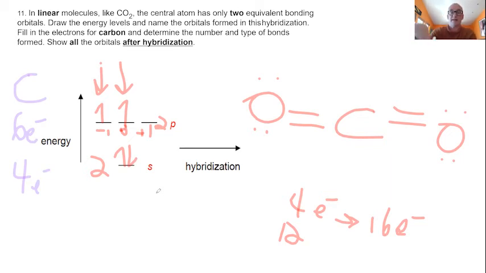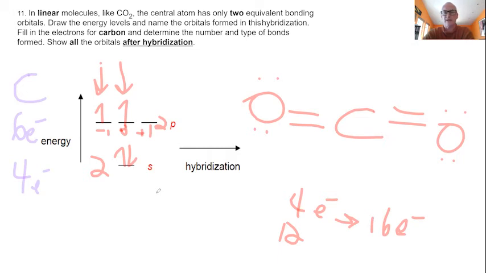Because oxygen has 2 lone pairs, 4 electrons, and 4 electrons shared in a double bond for a total of 8. Carbon's got 4 double bonds, 2 electrons each, for a total of 8. And the other oxygen is exactly the same. It has 2 lone pairs and 2 bonds for a total of 4, 8. So everyone's got 8, everyone's happy. That's what carbon dioxide looks like.